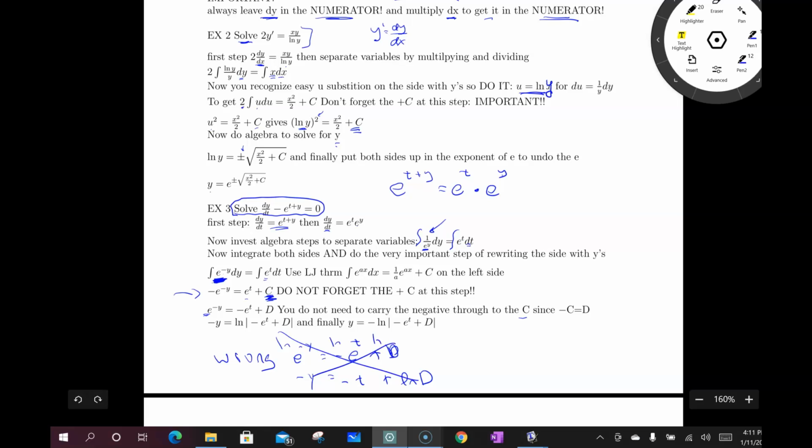Really bad math. So you take the ln of each side, the ln of this quantity, so that's all inside the ln, and then finally multiply by the negative. Again, you could have left it as c. It didn't matter. It doesn't matter.